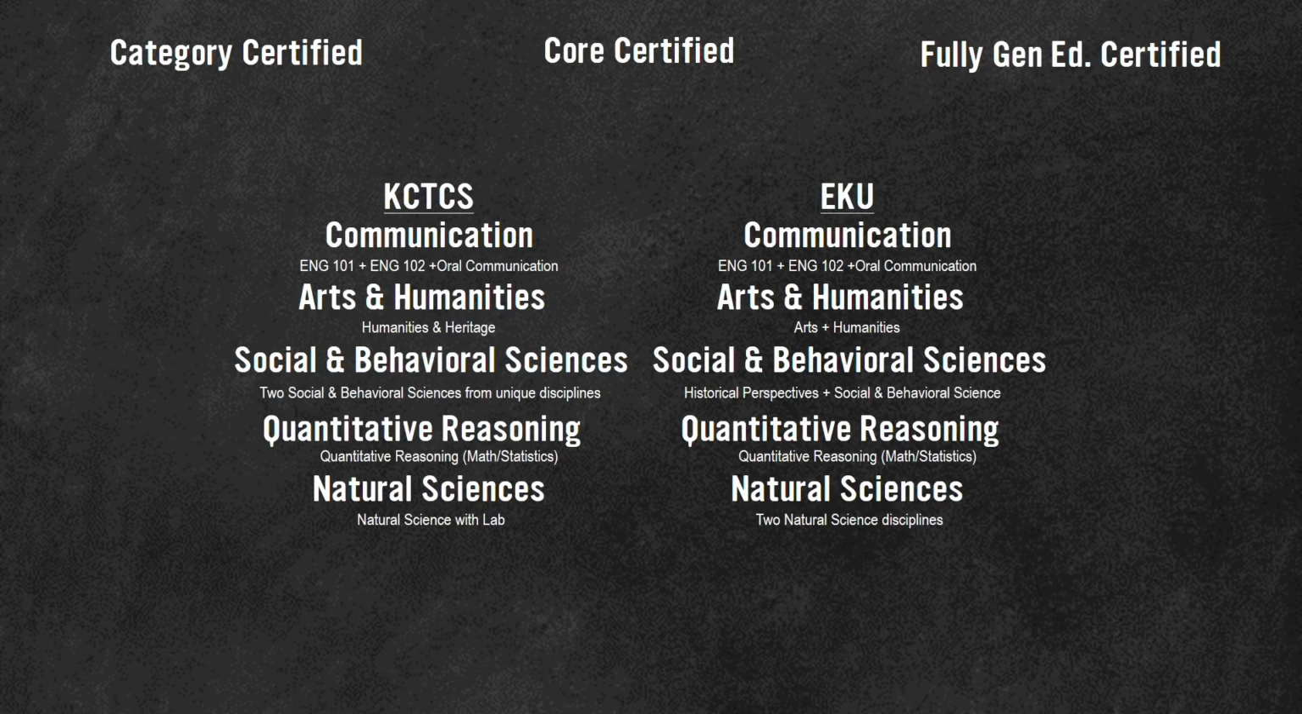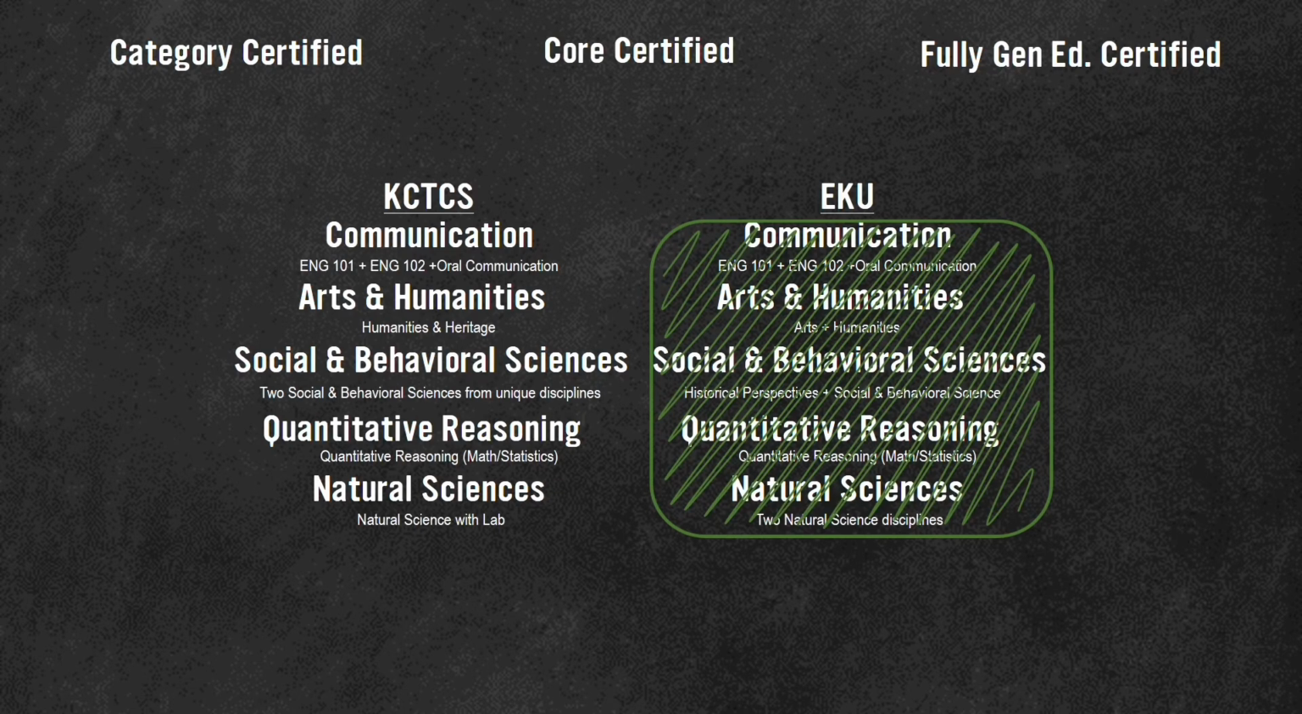The next type of certification is known as core certification, and this simply refers to a student who has completed all 5 categories. Whereas a student who has completed 1 to 4 categories may only be certified in some areas of general education, core certified students are exempted from all categories at their transfer institution.